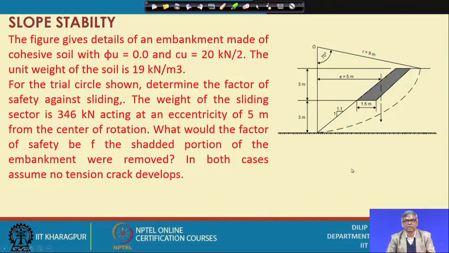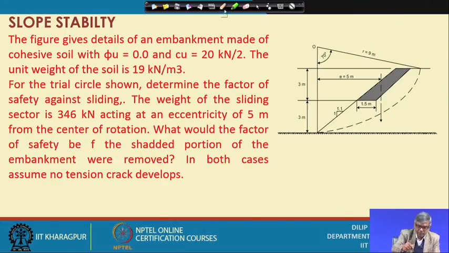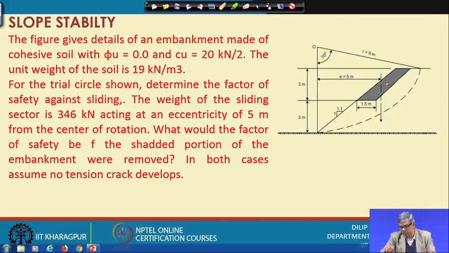Next one. This is an example, one simple example we have given here. This is not drawn properly, of course. You can see here the figure gives details of an embankment made of cohesive soil with phi equal to 0, that means no friction, and C equal to 20 kilonewton per meter square. The unit weight of the soil is 19. For the trial circle shown, determine the factor of safety against sliding. That means this part is to be ignored.